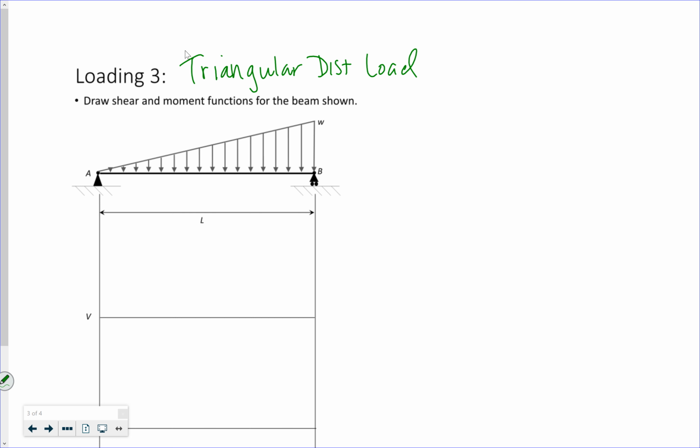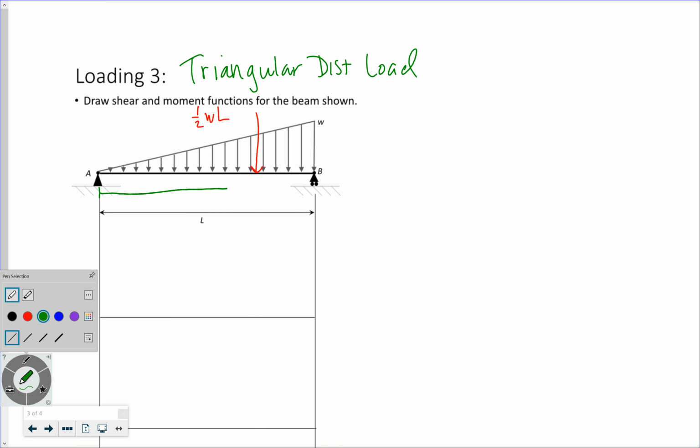Right? This one, let's see, my distributed load, the resultant is 1/2 W times L, right? If I take the area of that triangle, 1/2 the height, which is W, the length, which is L, and it happens at a distance 2/3 of my length.